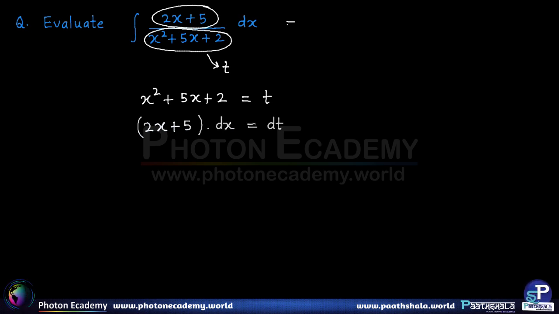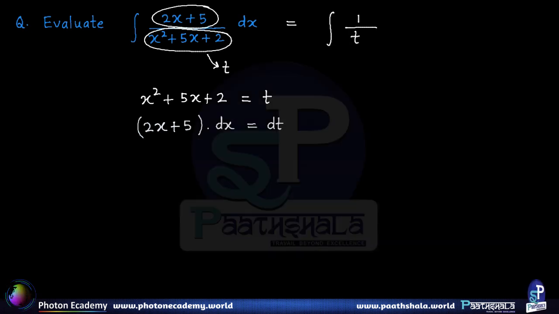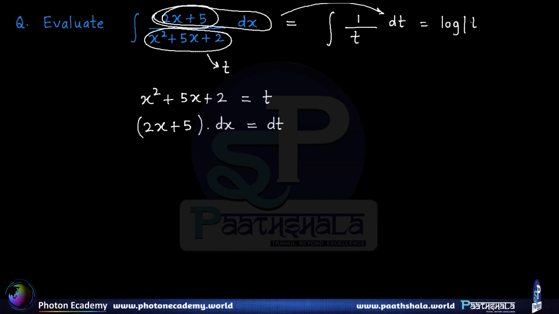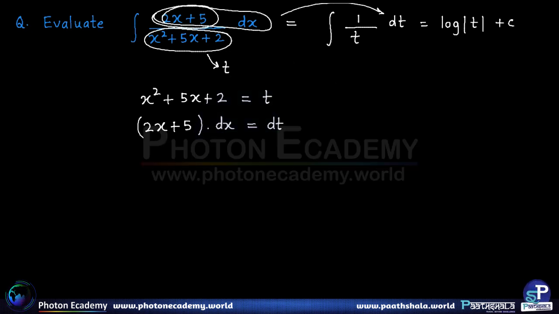So therefore our integral is nothing but 1 upon t dt, correct? Because this whole portion 2x plus 5 dx becomes dt, and we know that the integral of 1 upon t is log of mod of t. So therefore the answer is log of mod of x square plus 5x plus 2 plus c.